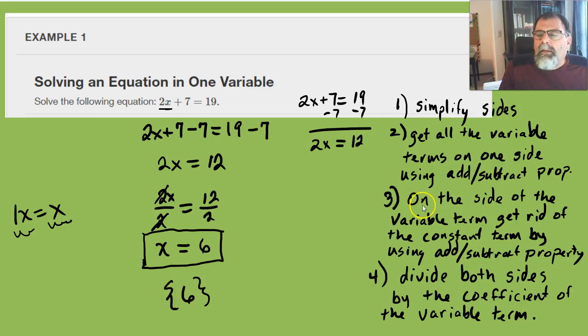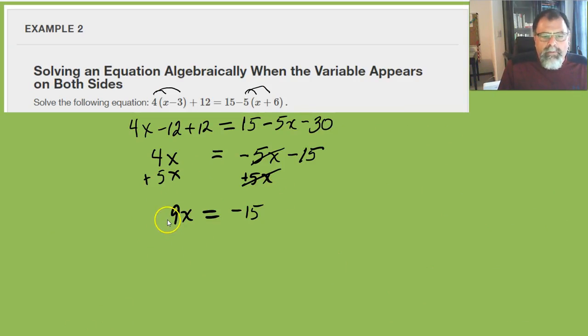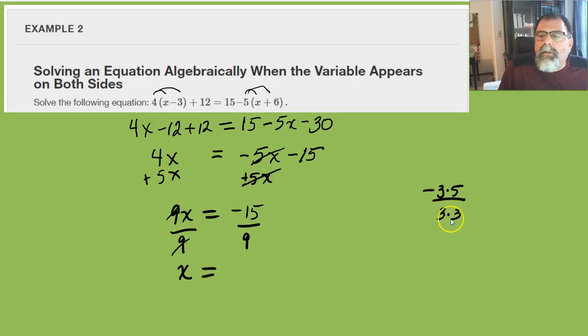Okay, then step 3 is on the side of the variable term, get rid of the constant by add, subtract. Well, we have the variable term by itself. So on to step 4, which is we're going to divide both sides by the coefficient. So 9 divided by 9 is 1, x, which is x. And then this, let's see, 15 is 3 times 5, and the negative is negative 1. But anyway, 9 is 3 times 3, so I can cancel a 3. You get negative 5/3. So my solution set is negative 5/3.